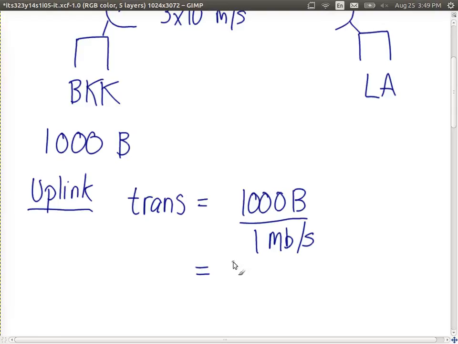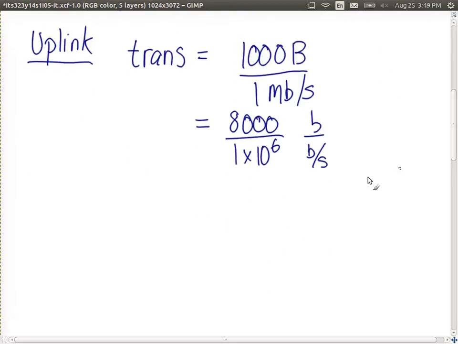All right, let's calculate. I think my memory is not so good from the previous one. Let's calculate 8,000 divided by 1 by 10 to the power of 6. 8,000 bits divided by 1 by 10 to the power of 6 bits per second. 8,000 microseconds or 8 milliseconds. 8,000 microseconds is 8 milliseconds.